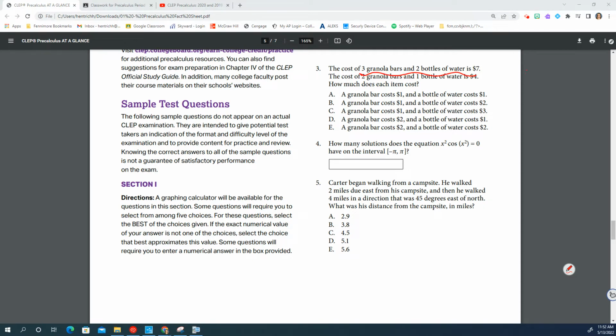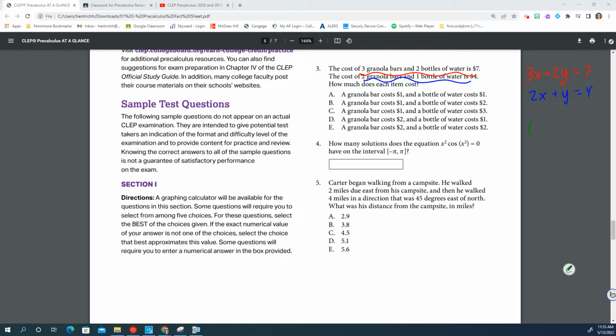3x plus 2y equals 7. 2x plus y equals 4. I'm letting x be the granola bar, y equals a bottle of water. We didn't actually go through and solve this one because I said there's a lot of ways we could do it. Classic substitution or elimination would suffice. You could solve these each for y, graph them, see where they intersect, or you could use our newly learned strategy of matrices to solve this.